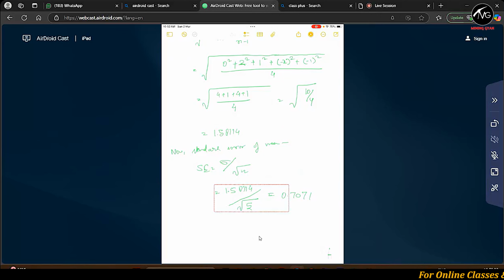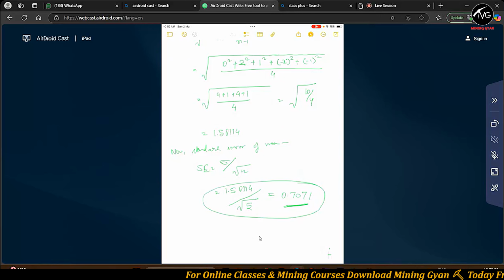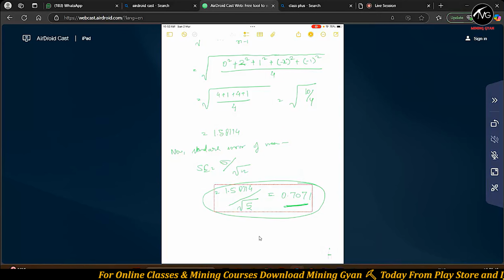What the question is saying here. So this is what the standard array of mean is. Okay, this is how we need to solve it. I think this is clear now. Now we have to move on to the next question.